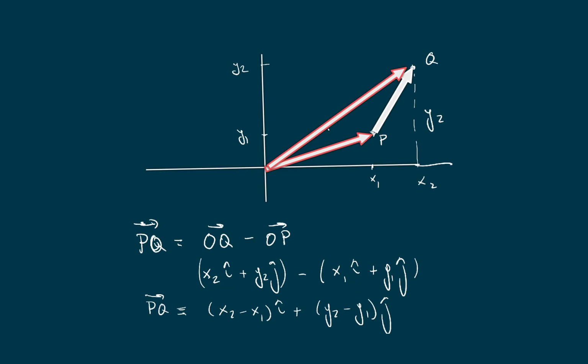How do we subtract vectors? Component by component: x2 minus x1 in the i direction, y2 minus y1 in the j direction. So the vector PQ is always x2 minus x1, i, plus y2 minus y1, j. And this is what we will use to solve problems.